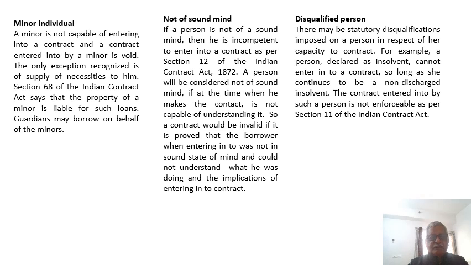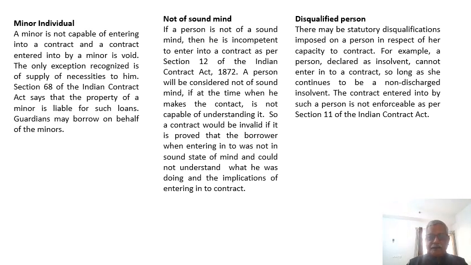Let us first discuss the minor individual. A minor is not capable of entering into a contract, and a contract entered into by a minor is void. The only exception recognized is of supply of necessities to him. Section 68 of the Indian Contract Act says that the property of a minor is liable for such loans. Guardians may borrow on behalf of the minors.